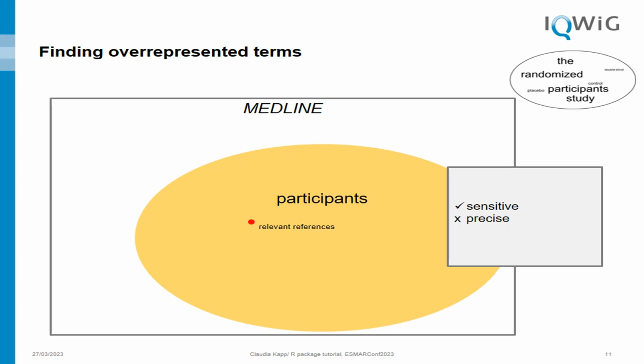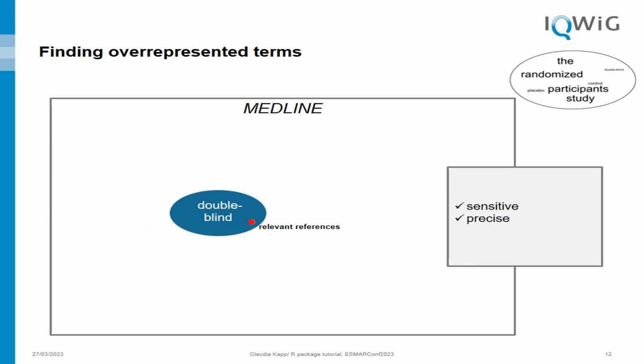Some terms like "participants" would find all relevant references, but it turns out that they also occur very frequently in the database in general. This means that these are frequent terms in our gold standard, but compared to all indexed references in the database PubMed, the terms are not more frequent in our gold standard and thus not very specific or precise. Let's check another term in our gold standard.